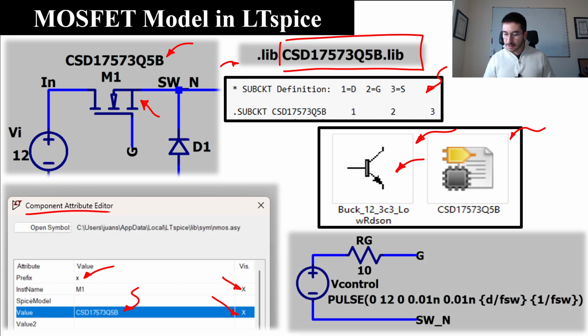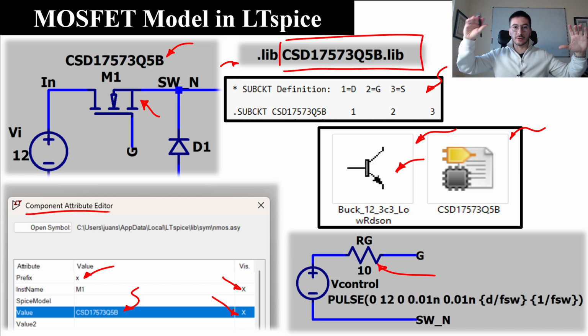Well, one last comment. Since we change the ideal switch with a MOSFET, we need to modify a little bit the control of the switch, the control of the MOSFET. Okay. First of all, we are going to put a small resistor in series with the control, between the voltage control and the gate terminal, which is the gate resistor. We are going to use 10 ohms. It's a popular value, okay, something close to 10.